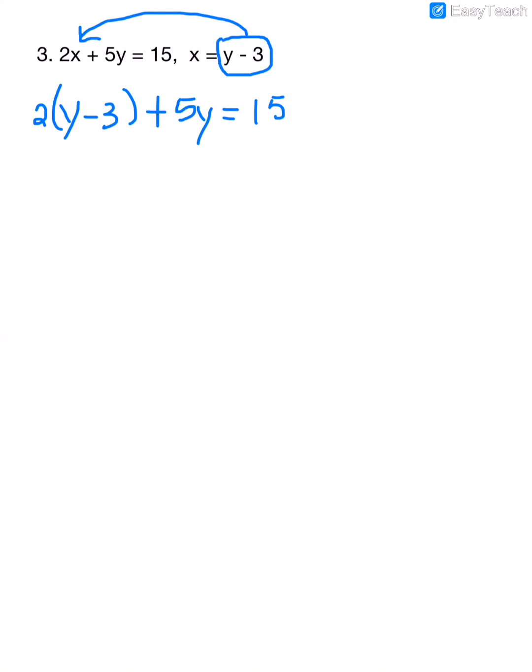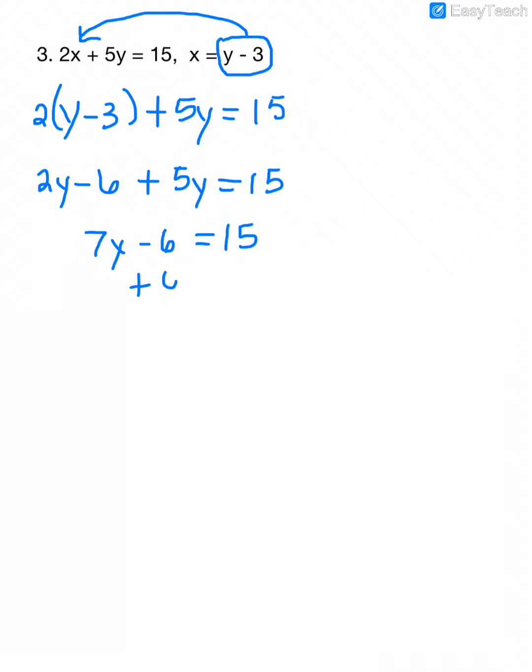Okay, so I want to simplify. I'm going to distribute the 2, and that would give me 2y minus 6 plus 5y equals 15. If I combine like terms, 2y plus 5y is 7y. And then I'm going to add 6 to both sides. That gives me 7y equals 21. To get y by itself, I need to divide both sides by 7. And y equals 3. Alright, am I done?